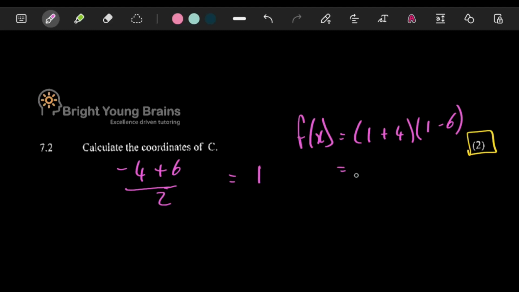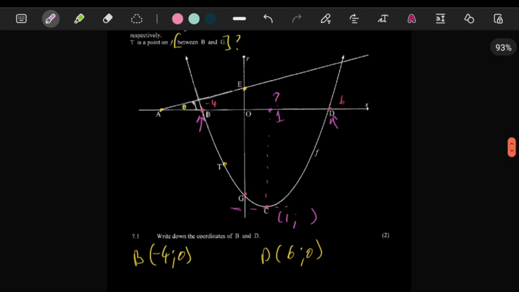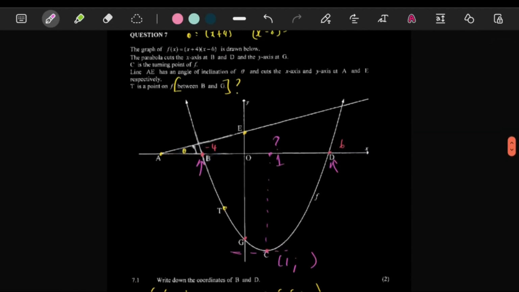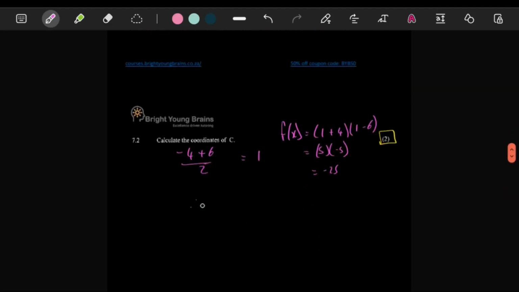Really? Wow, this is crazy though. 5 times -5 is -25. It seems so low, so far down there. But it looks like that's the one, we can't argue too much with these kinds of things. It's -25. So therefore C is the coordinate (1, -25). Okay.